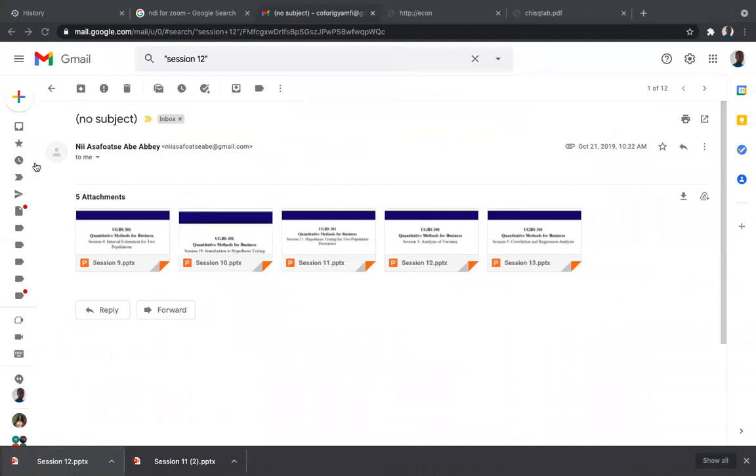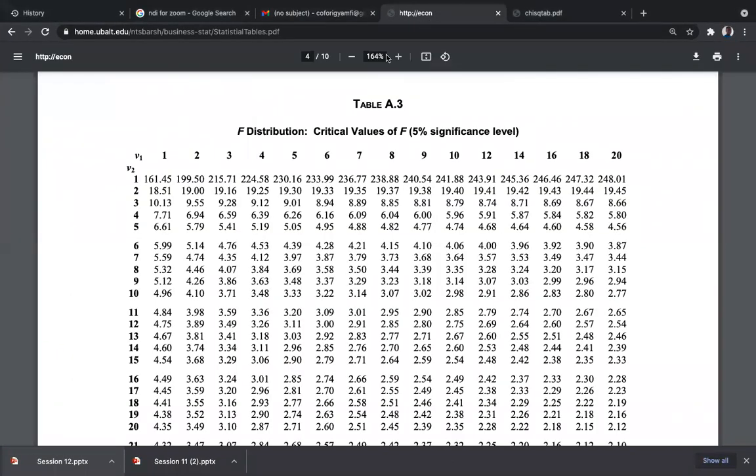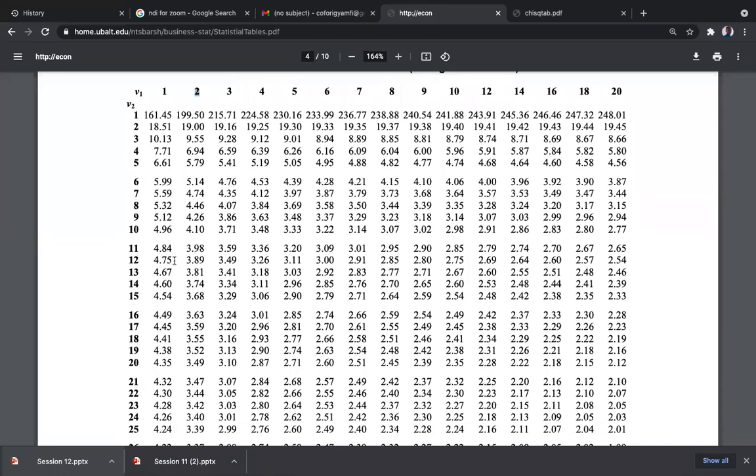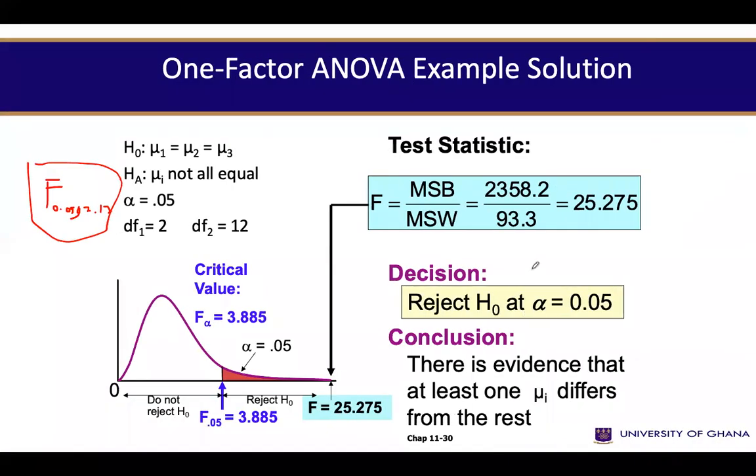Okay. So when you go to the F distribution table, this is what you have. Make sure that you are looking at a significance level of 5%. Numerator degree of freedom is 2. Denominator degree of freedom is 12. And they coincide at a value of 3.89. So our critical value is what?